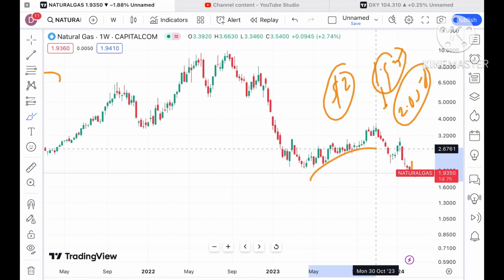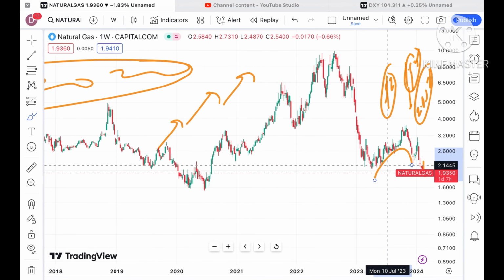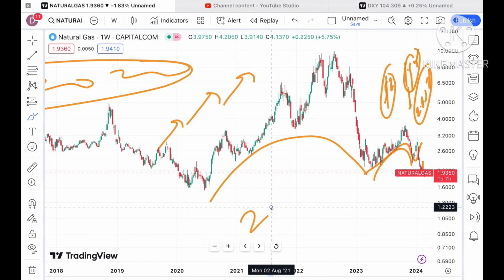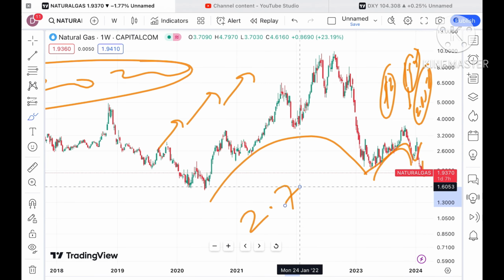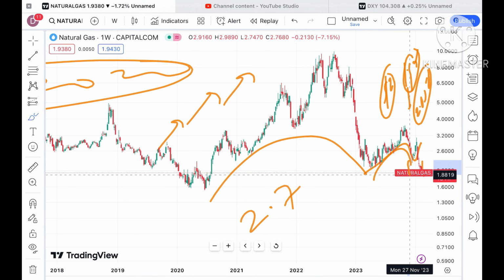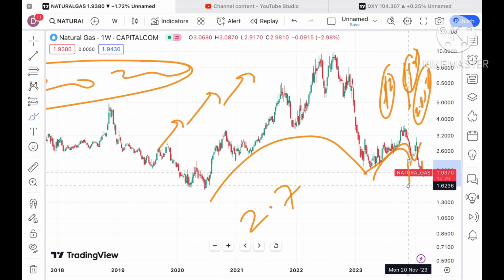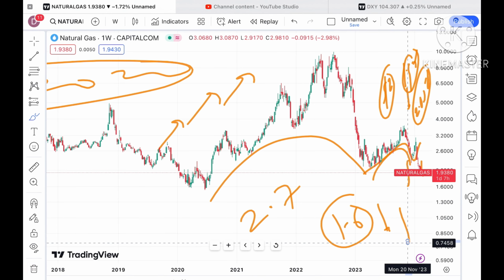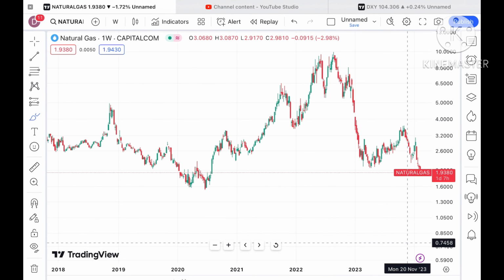If you look at this particular trend, an inverted U pattern is forming, and I have already told you that as soon as the price falls below a level of 2.7, we can see it move further low. And now chances are very high that if the price keeps falling further down, it can go below a level of 1.6, and from there we can see a further fall.